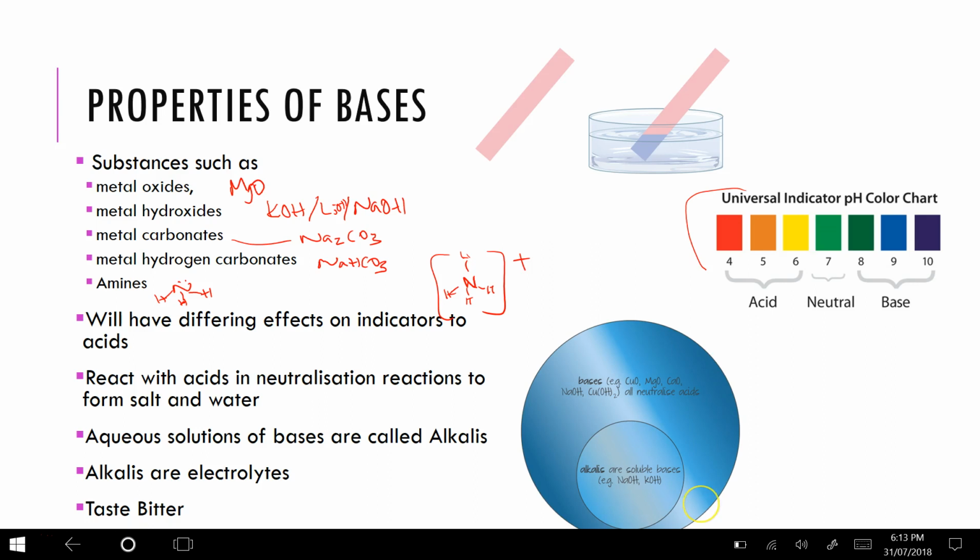One way to think about bases is that if this circle represents all the bases, we've got copper oxide, magnesium oxide, calcium oxide, sodium hydroxide, all the different things that we listed up here. Not all of these will form alkalis. Alkalis are soluble bases that give off OH minus, so sodium hydroxide and potassium hydroxide would be our alkalis, and when we dissolve them, they form OH minus in solution. The other ones need to go through a couple of steps, so they're not necessarily known as alkalis, and most of them aren't actually soluble.